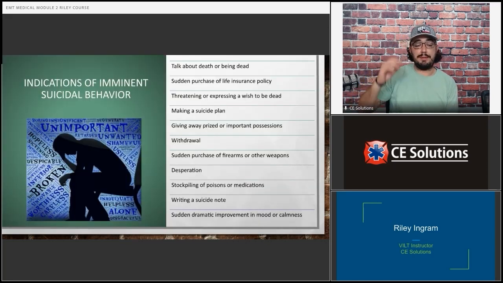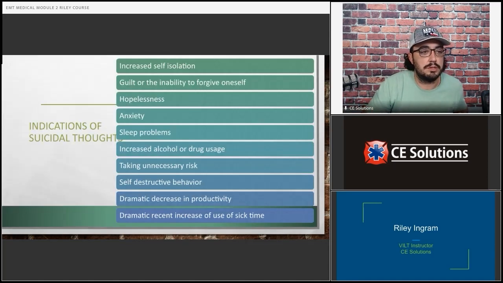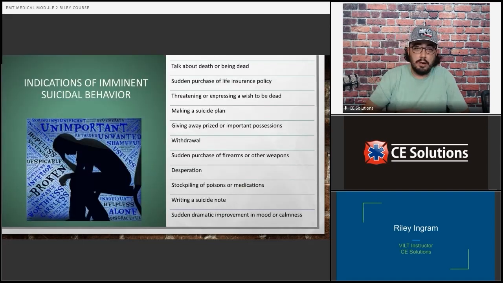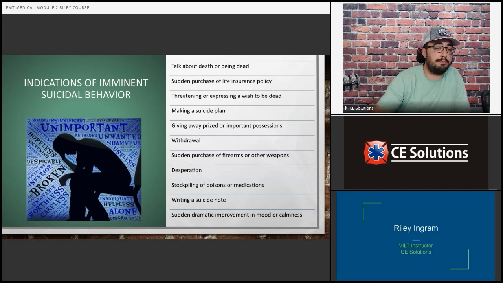Some indications of imminent suicidal behavior. So those were some indications of thoughts, but this is going to be imminent actual suicidal behavior. Like they're on the watch, right? Talk about death or being dead, sudden purchase of a life insurance policy, threatening or expressing a wish to be dead, making a suicide plan, giving away prized or important possessions, withdrawal, sudden purchase of firearms or other weapons, desperation, stockpiling of possessions or of poisons or medications, writing a suicide note, and sudden dramatic improvement in mood or calmness.